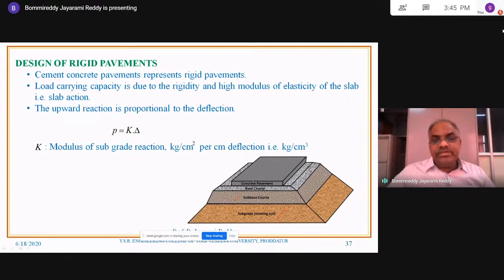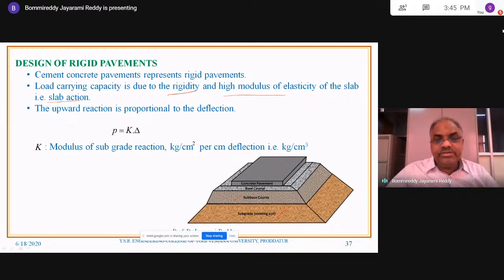Load carrying capacity is due to rigidity. Already I told you the flexural rigidity of the pavement will be more, EI. Moment of inertia is more, and modulus of elasticity also more. It has high modulus of elasticity, and the load is transferred by means of slab action. Whereas in case of flexible pavement, the load transfer is by means of grain to grain distribution. Whereas here load transfer is by means of slab action.